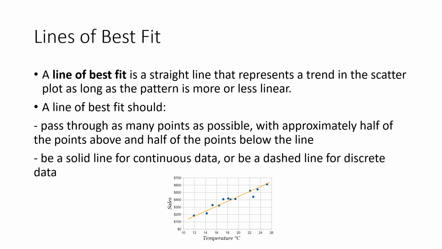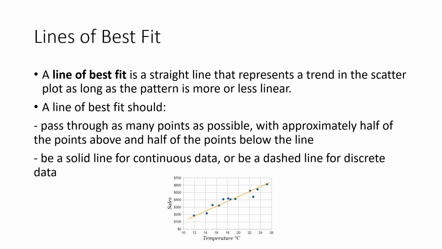So a line of best fit, there is a mathematical way of doing it, which we'll learn using Google Sheets or Excel. But if you had to sketch one, your line of best fit should pass through as many points as possible, and you should have about half of the points above the line and half below the line. And we should draw a solid line for continuous data or a dashed line for discrete data.